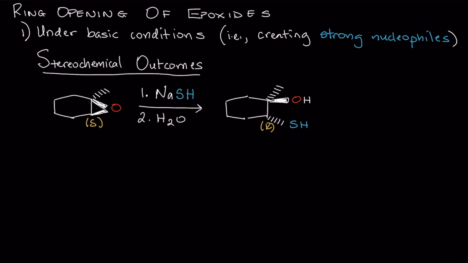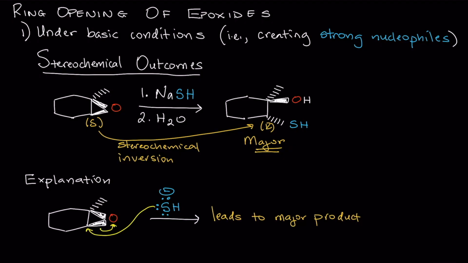Your major product has your nucleophile attacking the secondary carbon. We've already established that by the regiochemical outcomes in the previous scene. But importantly, what you also see here is a stereochemical inversion at the chiral center which you attacked. And that's your major product. And once again, you can readily explain this by focusing on that ring opening step.